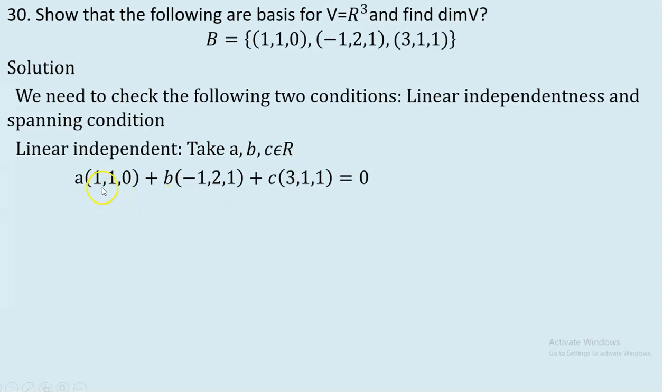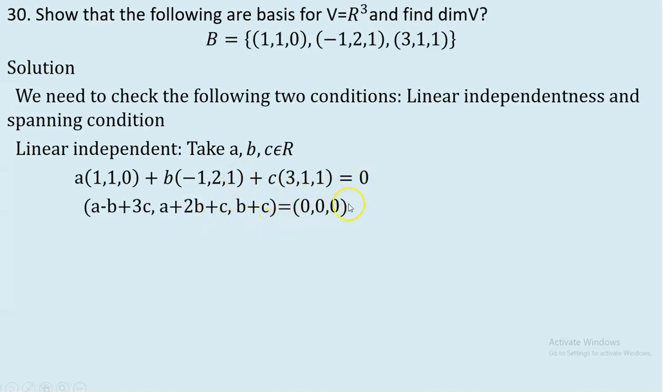So as you see, a times (1, 1, 0) plus b times (-1, 2, 1) plus c times (3, 1, 1) equals 0 can follow. And from this, what comes is this one. If you simplify this, students, a times 1 is a, and here minus b and 3c. So a minus b plus 3c can come. This is a plus 2b plus c can come. And here, this is 0, and this is b and c. b plus c equals 0 can follow.